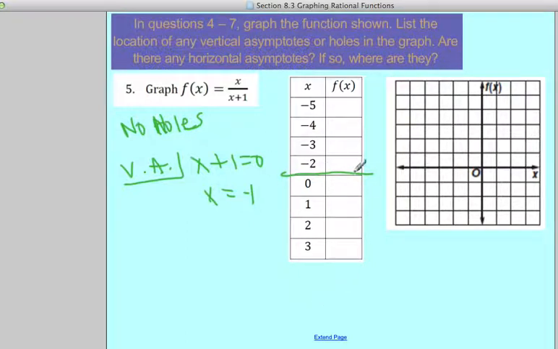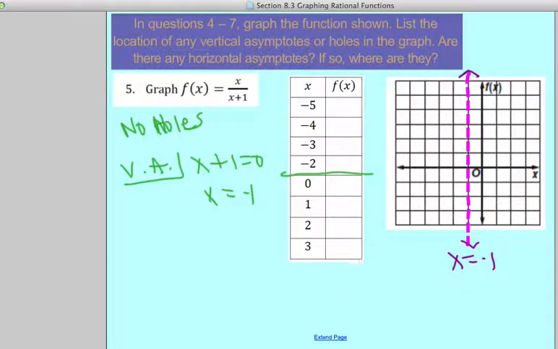I'm not going to give you a table. You'll have to be making your own tables on your homework. So notice, I base my table off of my asymptote. So it's at -1, so I pick 4 numbers less than -1 and 4 numbers bigger than -1. So there they are listed. I'm going to go ahead and draw my vertical asymptote on the graph. X equals -1. There it is. I'm going to label.